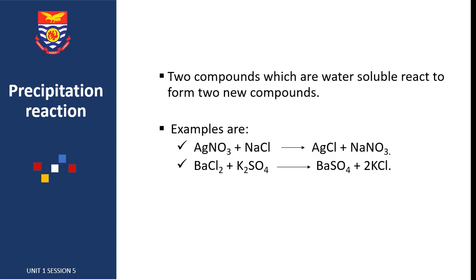Another example is barium chloride reacting with potassium sulfate. Now these will come together to produce barium sulfate, which is insoluble, and potassium chloride, which is soluble. So these are examples of precipitation reaction. You can look out for more examples.